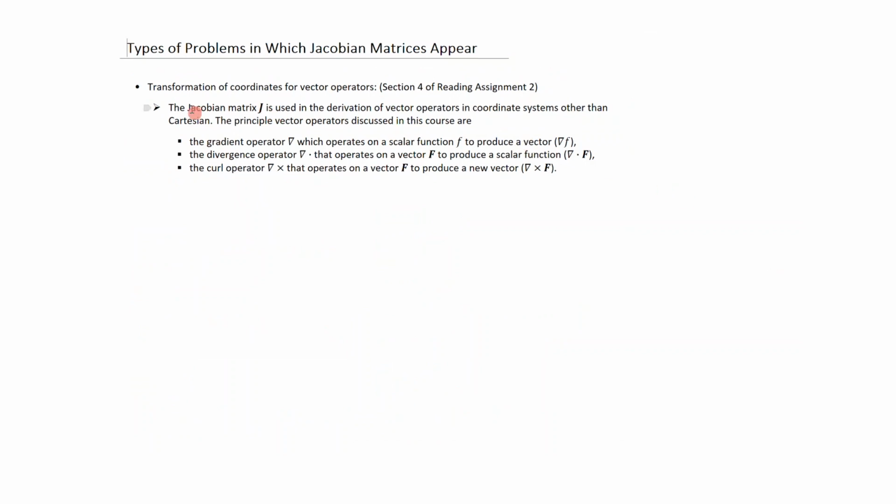And lastly, the transformation of coordinates for vector operators. We are not going to deal with this topic, but nevertheless, it's covered in Section 4 Reading Assignment 2. And we'll be dealing with these new operators later in the course, but suffice to say for now, let's see what these actually represent. So the Jacobian matrix is used in the derivation of vector operators in coordinate systems other than Cartesian.